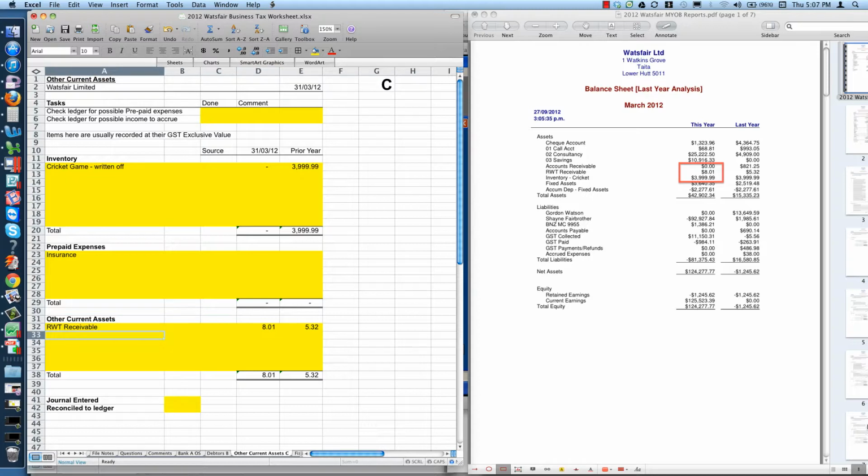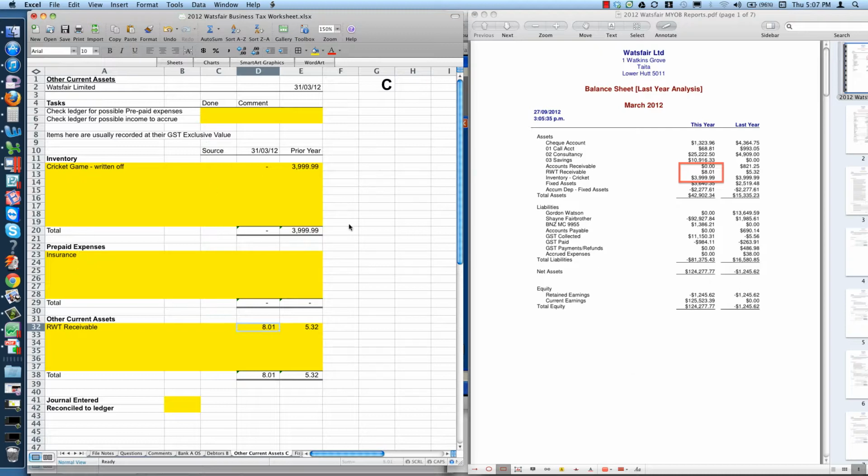Okay, now because that's such a small amount, I'm not going to bother trying to reference that to something else. In fact, all it really will be is a collection of transactions from the income statement, and we're going to tie that back to a tax return later on. So in this case, we're just going to leave it alone. It's too small to worry about.